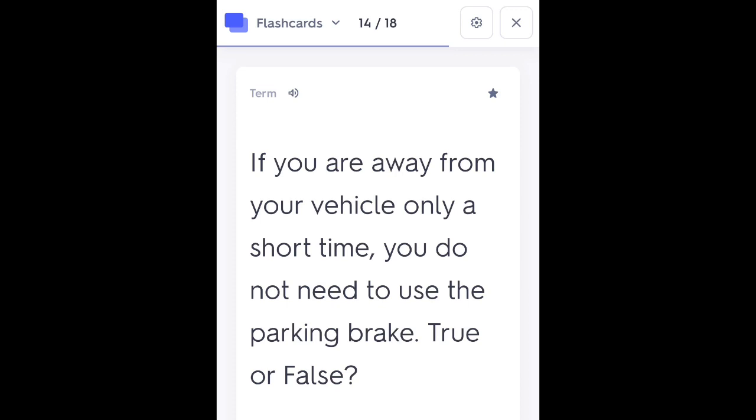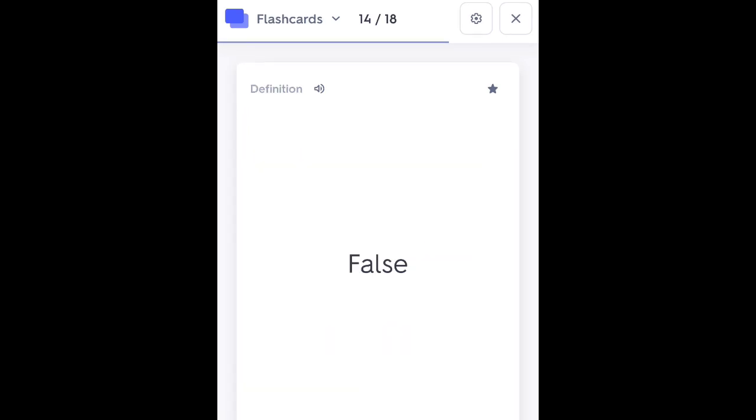Question 4 of subsection 5.4. If you are away from your vehicle only for a short time, you do not need to use the parking brake. True or false? The answer for question 4 is false. You should always use your parking brake if you're going to be away from the vehicle.